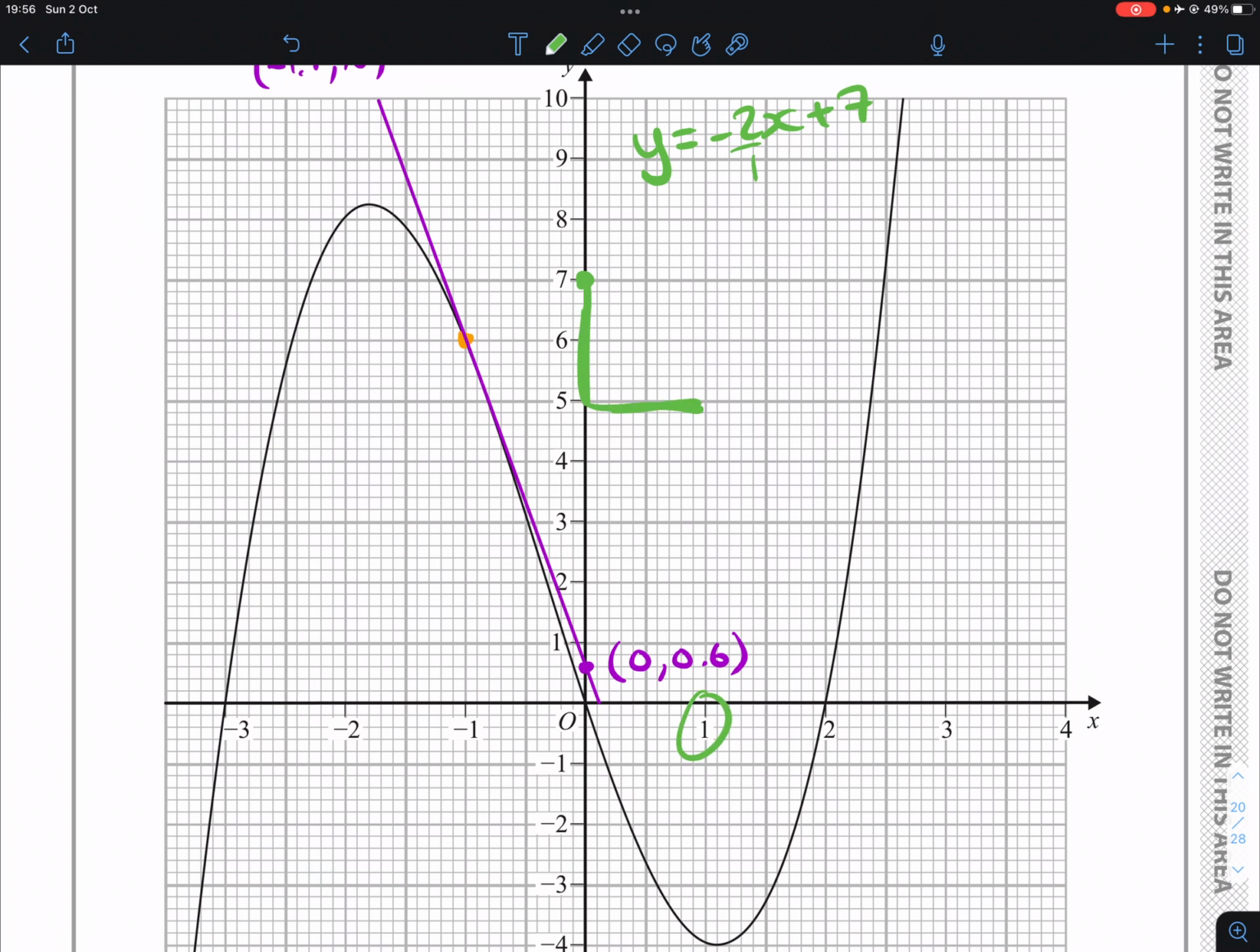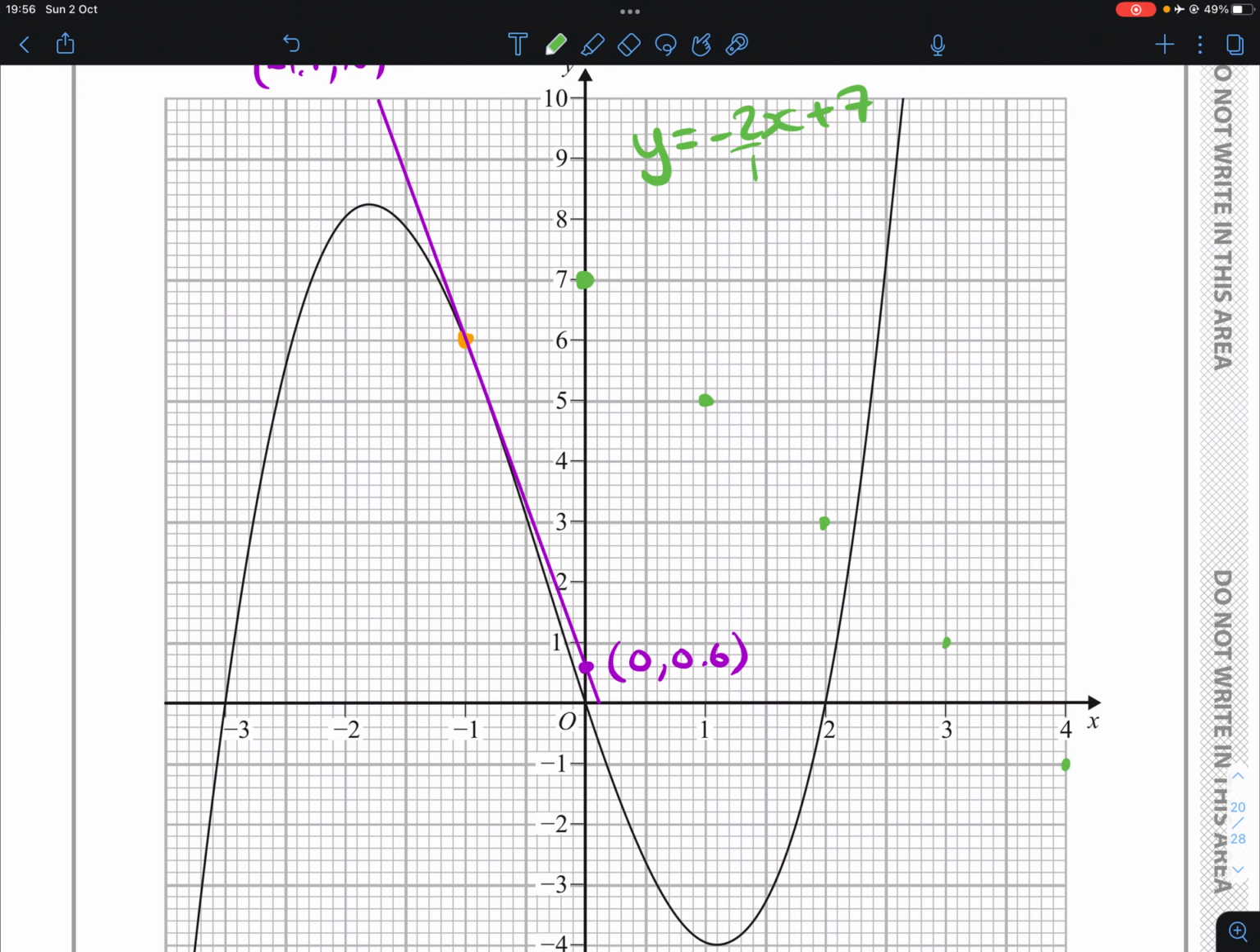Being very careful with the scale that's used here. We're not counting boxes. We've got to make sure that we count what 2 down represents in terms of our scale and what 1 along represents in terms of our scale. So that would give us the following, and if I kept going, I'd end up with the following points.